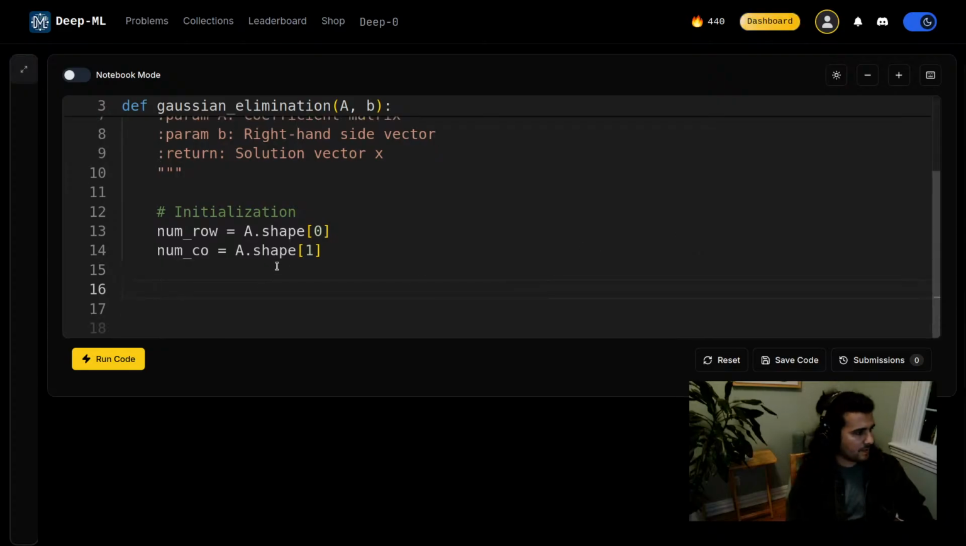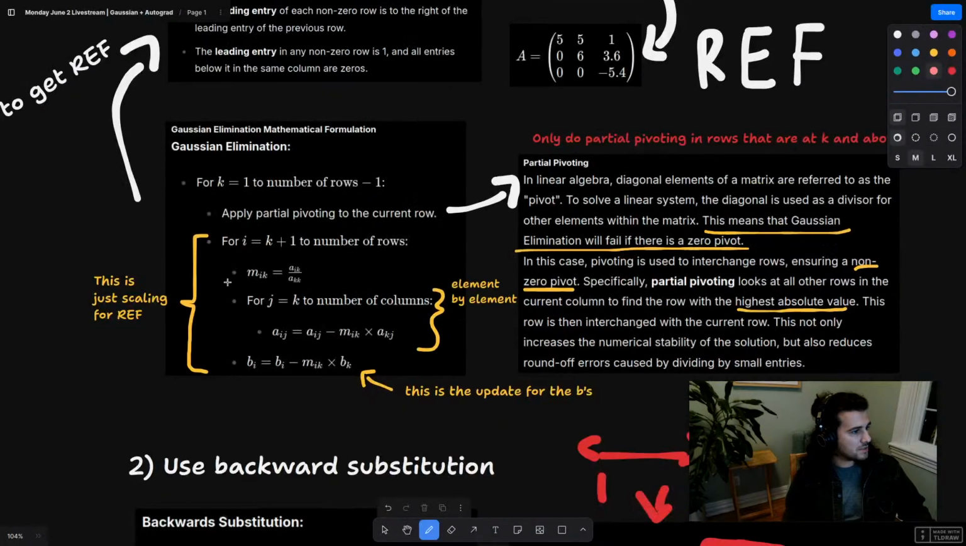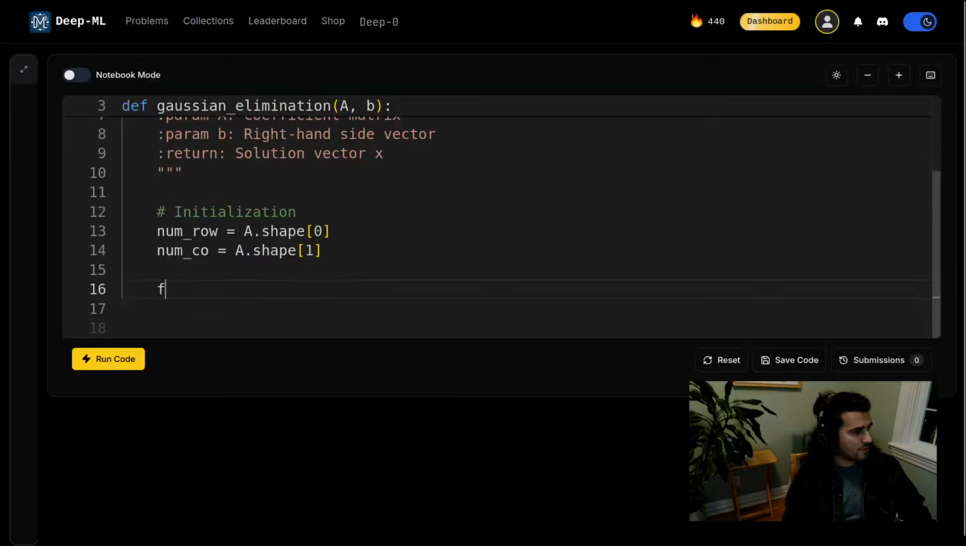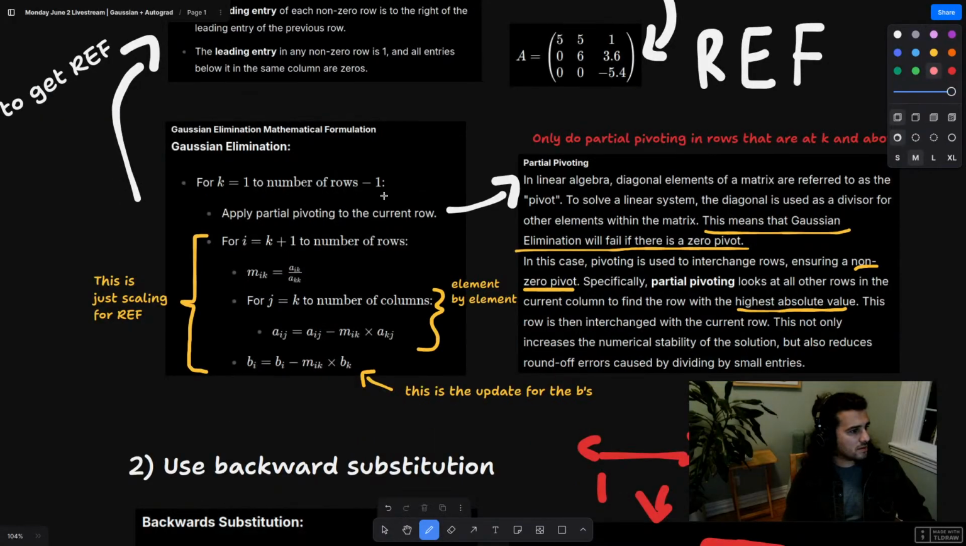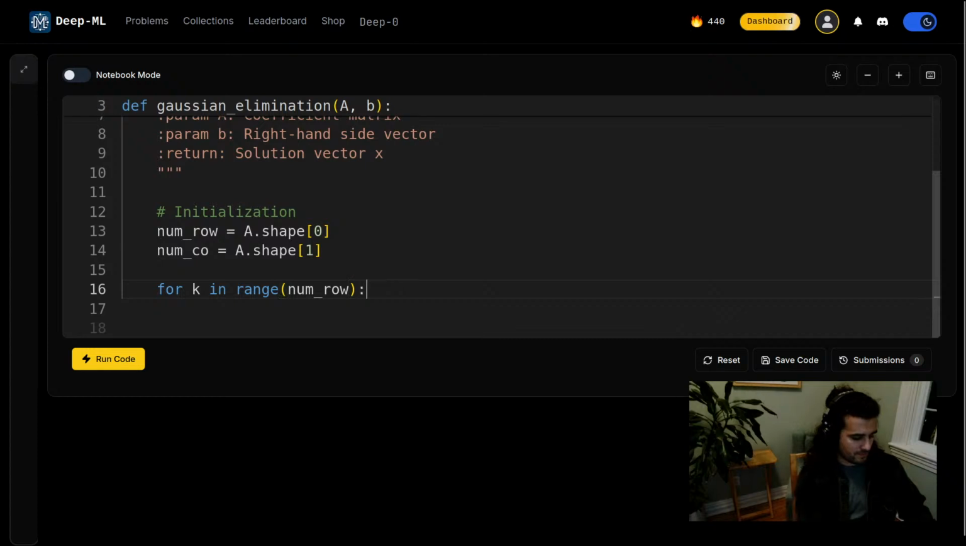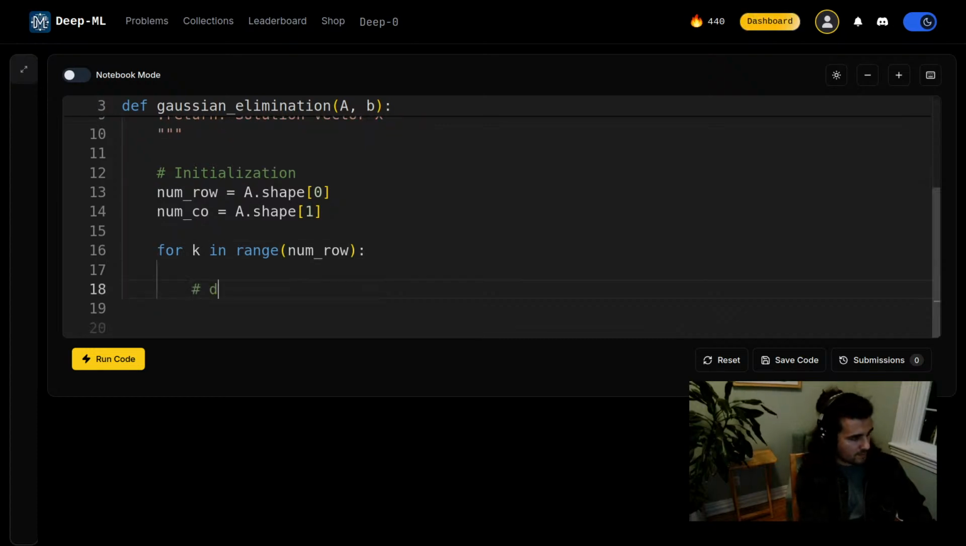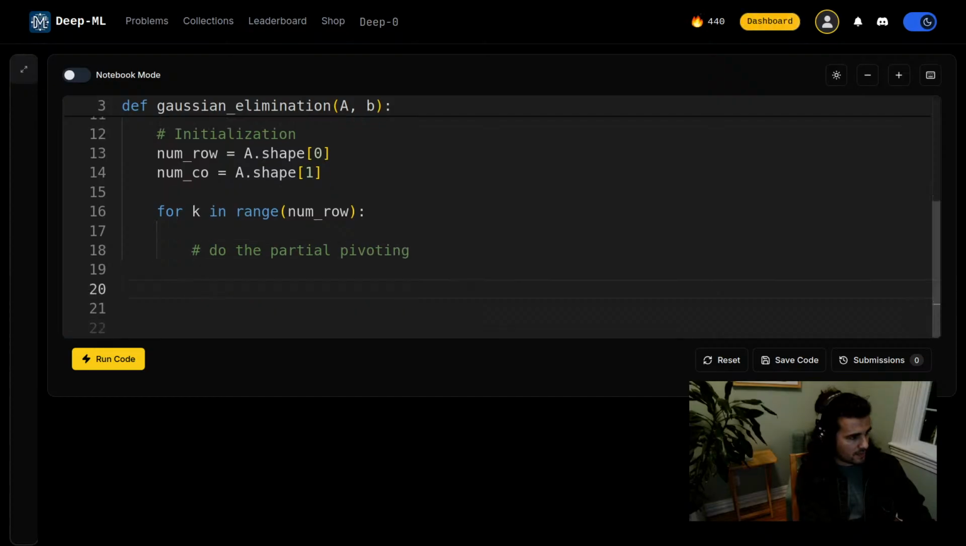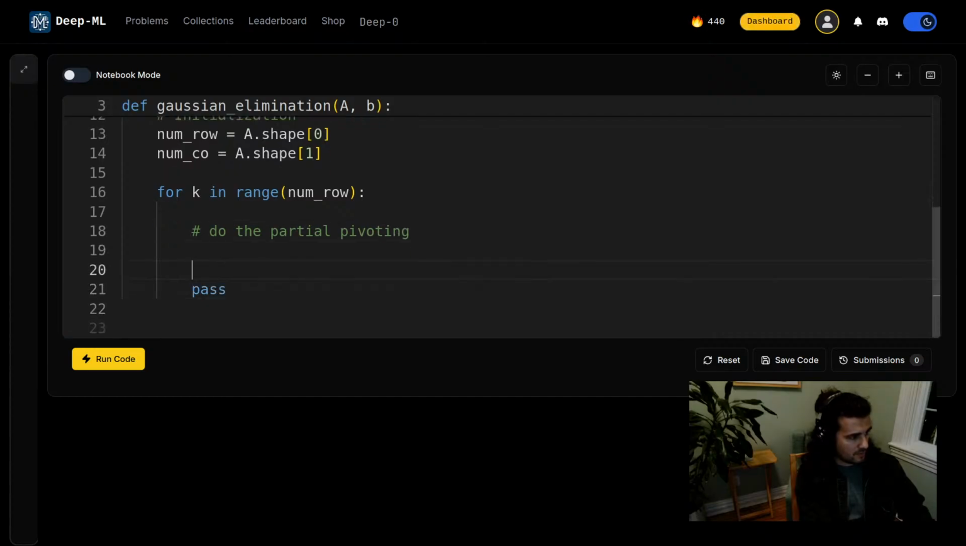Okay. We have the initialization here. So for k in range num row, right? That's what we're doing here, right? And then we're doing the pivoting. So do the pivoting, and then we do the rest.